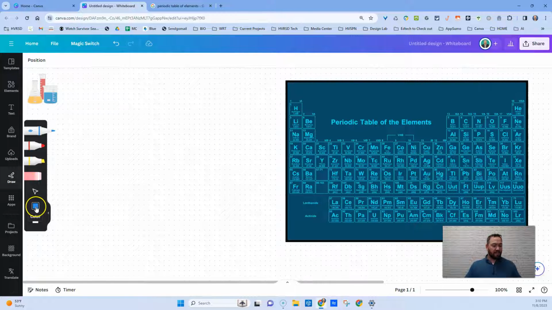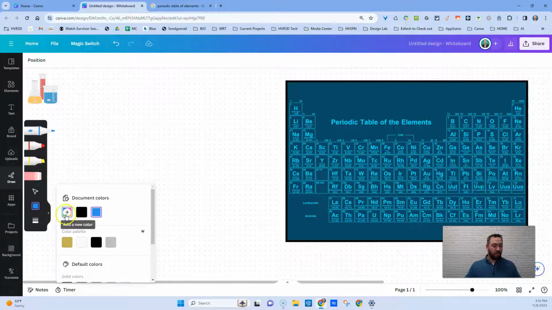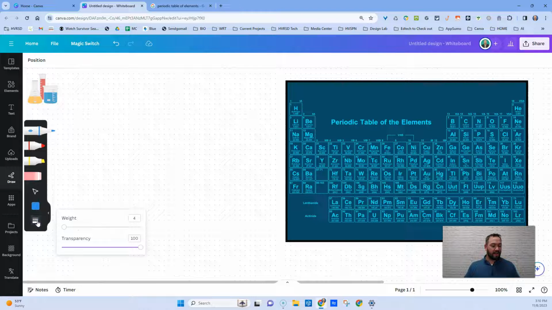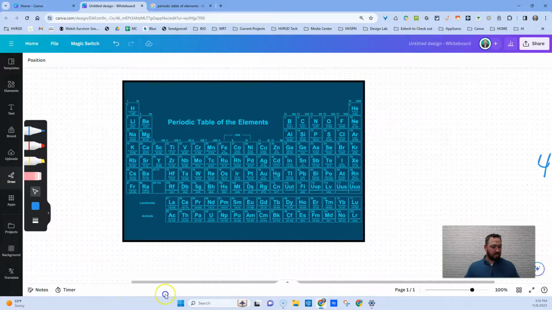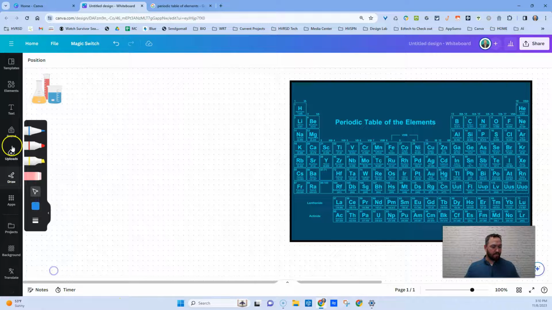I like the fact that there are colors. We have endless amounts of colors, where in Jamboard we didn't have that. I think we had like 6 or 7 colors. And down here are some of your settings, transparency and weight and things like that. And your cursor, so if you want to bring that back after the pen's there and you want to move around, you could do that.